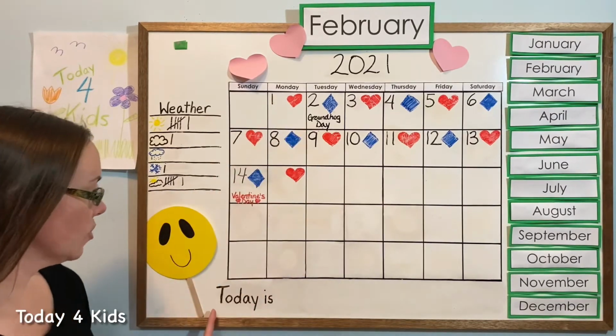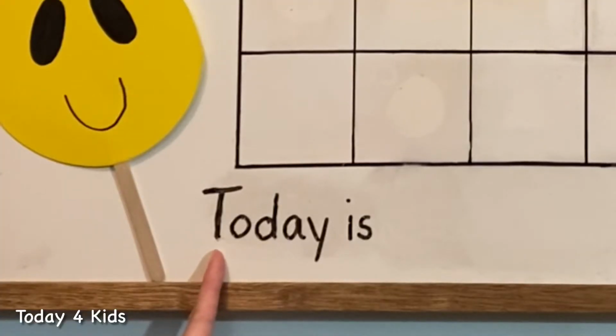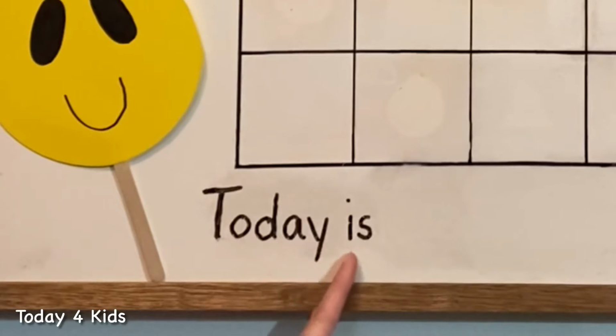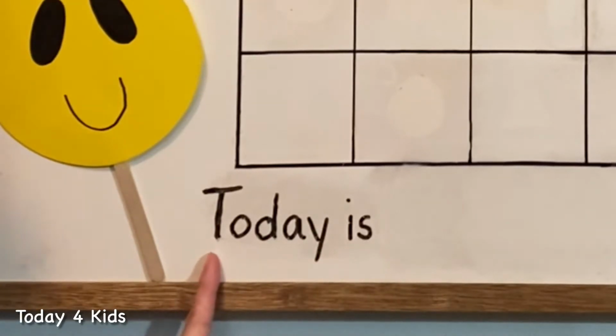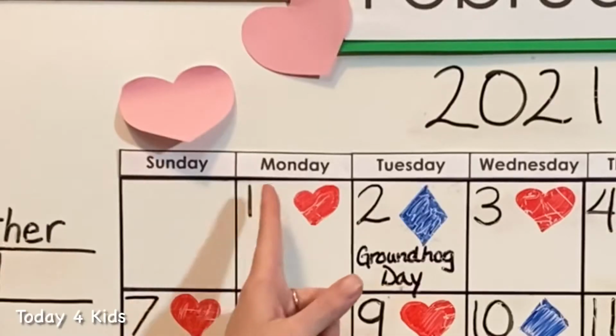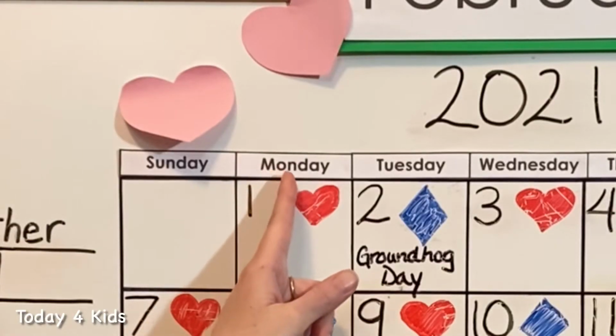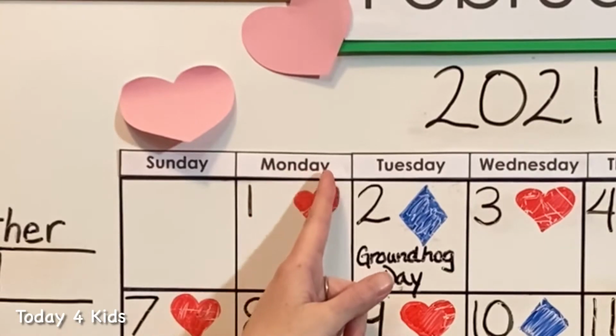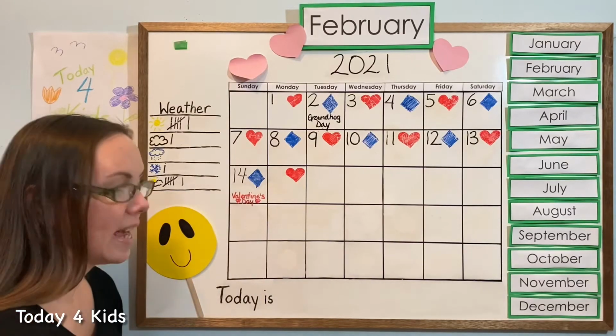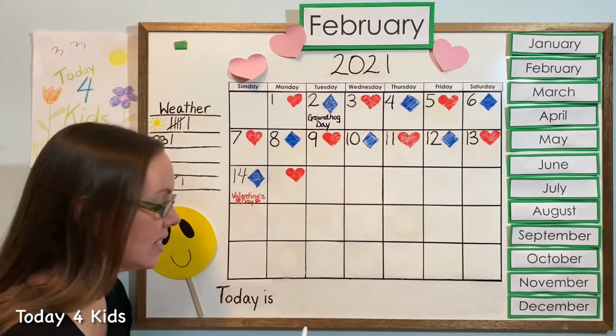So let's put that into our sentence. Our sentence always begins with today is. And today is always capitalized because we always capitalize the first word in our sentence. So today is Monday, M-O-N-D-A-Y, Monday. So we'll put a capital M because it's the name of our day.